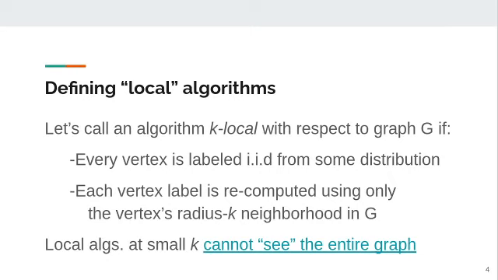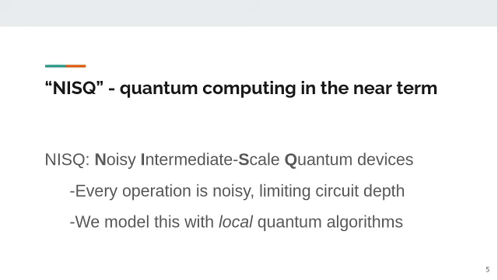Also, local algorithms aren't just limited to classical algorithms. I'm also interested in quantum computation. And the state of quantum computers at this time is that we have these NISQ machines, or kind of noisy machines, where you can run a few algorithms, but you can't run very much. Every operation, which is like a two-wire operation, contributes some noise to the system. And so you can only do so many of these before the noise overwhelms the signal. And so we're modeling this kind of computation with local quantum algorithms.